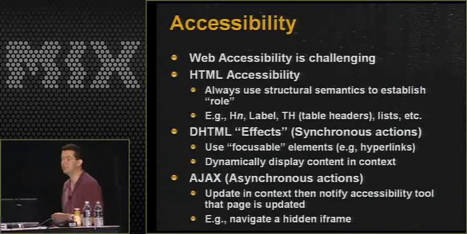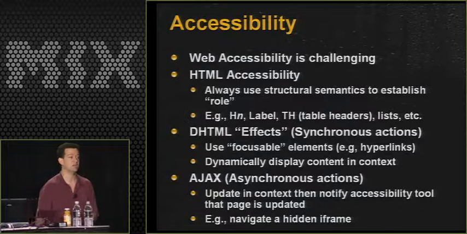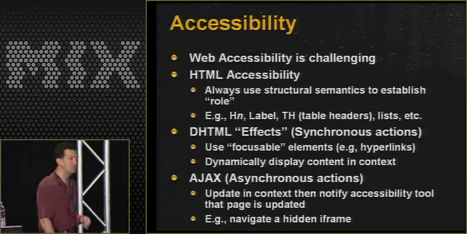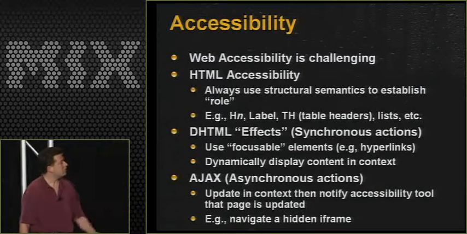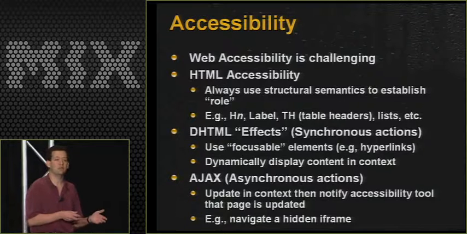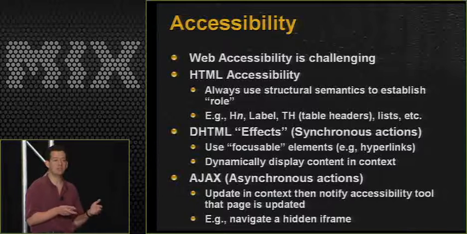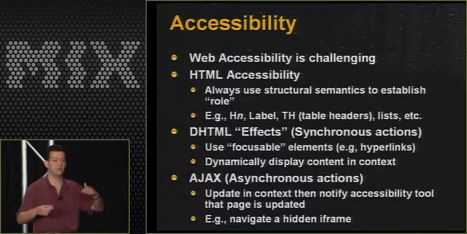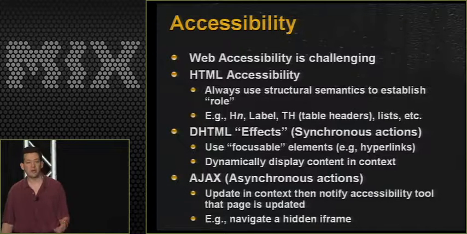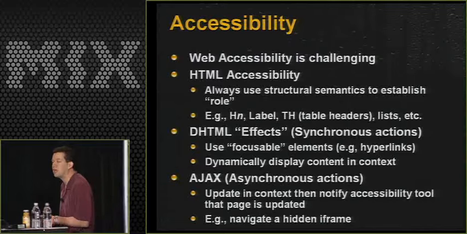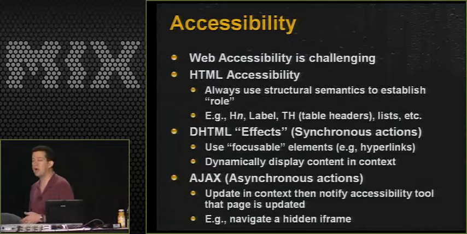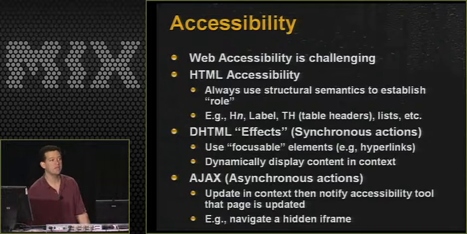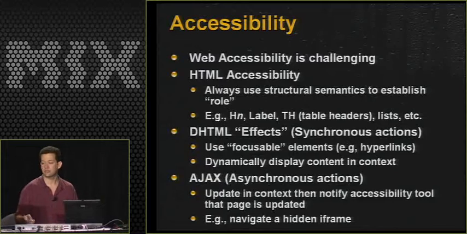Now the last one, this is the real challenging one. How do you handle asynchronous actions where you're updating the page on demand? Unfortunately, this one is a bit of a challenge. Here what we need to do is update the context, and the way we have to tell an accessibility tool the page changed is we discovered we could navigate a hidden iframe. And then accessibility tools will say, oh, it must be a new page, and they'll reread the page to the user. Now, unfortunately, these are all kind of techniques to apply. I'm hoping we work with the IE guys, and in the industry, the browser will just get better at this.